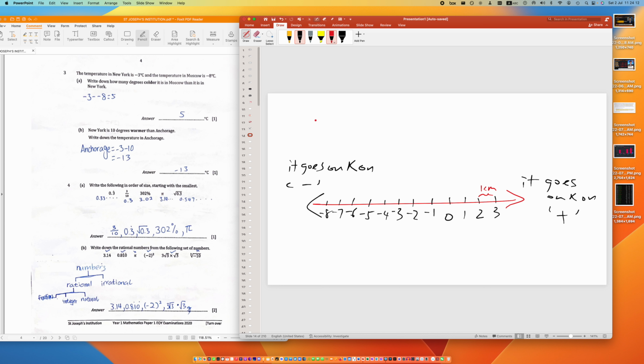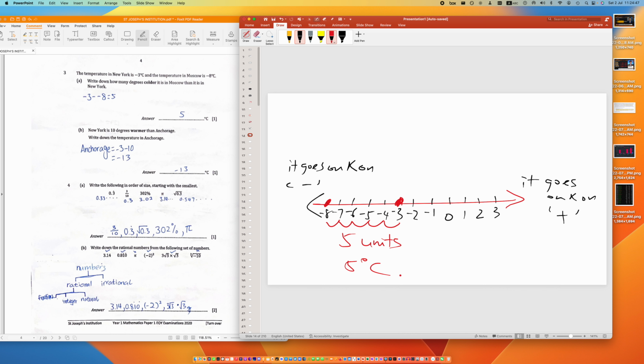Then the next thing you do is label the negative 3 and negative 8. In fact they say how many degrees colder, so degrees colder means what's the difference, right? So what's the difference? Count 1, 2, 3, 4, 5. So 5 units, or 5 degrees Celsius. So 5 degrees Celsius colder. Does it make sense?